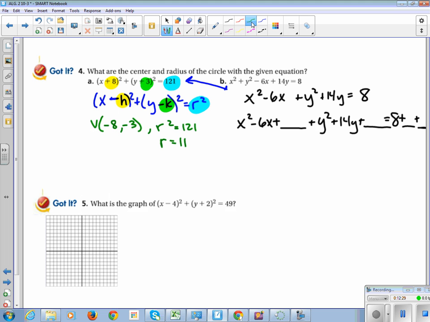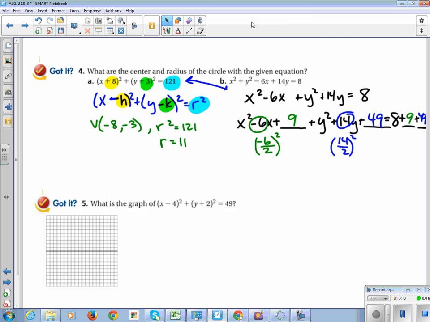Okay, so we're completing the square. We're taking our b value, dividing it by 2, and squaring it. So for my x's, it would be negative 6 divided by 2 is negative 3. And then I square that and I get positive 9. I have to add it to both sides, because it's a balancing act, you got to keep it equal and equal. My y's, I'm going to take my 14 divided by 2 and square it. 7 squared is 49. And this would be 49 on both sides.